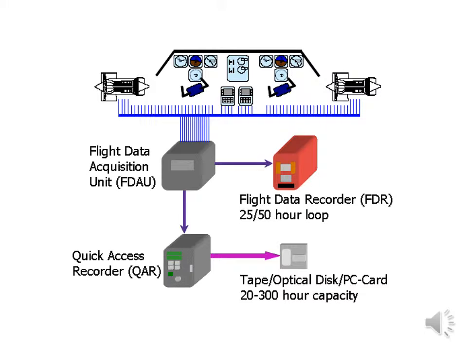Also from the FDR, the data is sent to the Quick Access Recorder, or QAR, which is transferred to a tape, optical disc, or PC card with a 20 to 300 hour capacity, and it is usually used by airlines to study the behavior of the aircraft.